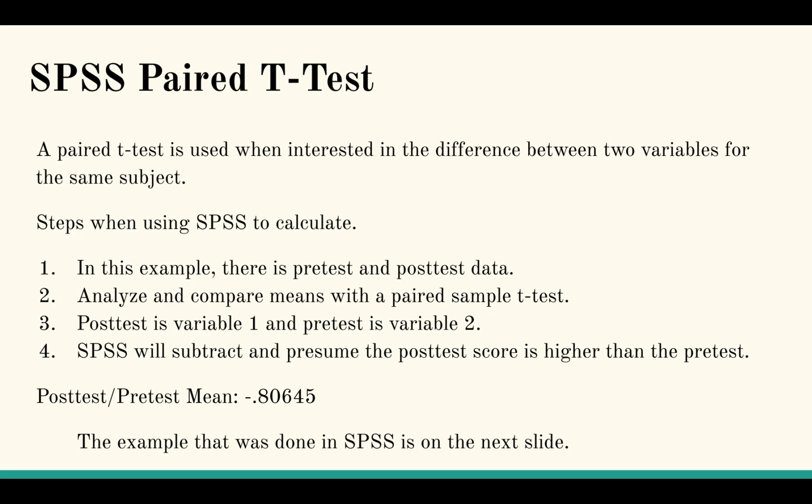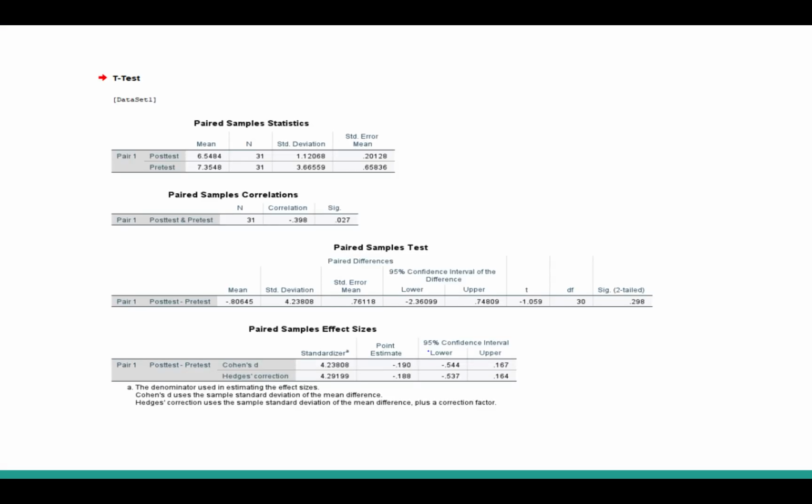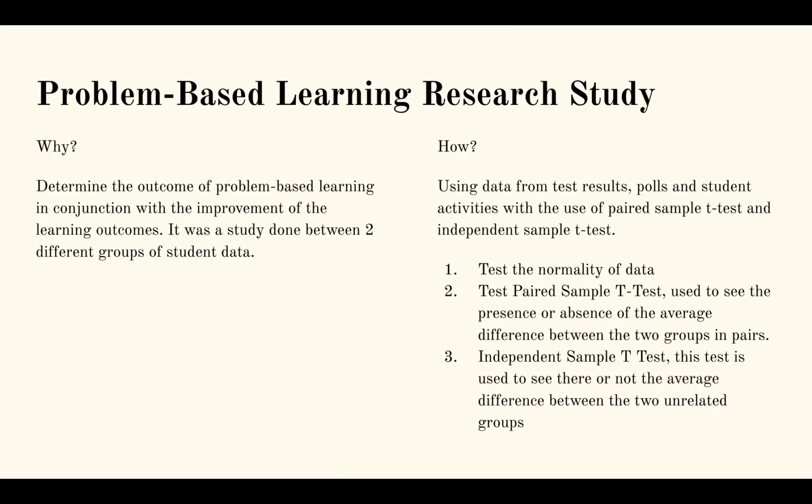The example that was done in SPSS is here for the paired sample, and this is the research study for problem-based learning. Why? It is used to determine the outcome of problem-based learning in conjunction with the improvement of the learning outcomes. It was a study that we found from a research article, between 2 different groups of student data. How it was used, you may ask? Using data from test results, polls, and student activities with the use of paired sample t-tests and independent sample t-tests.